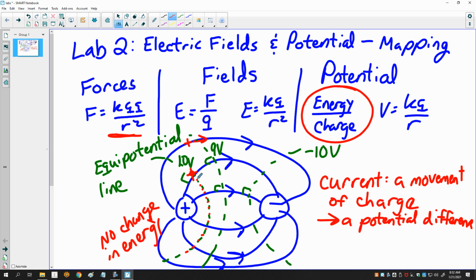That means that charges can move from here to here, from a high potential to a low potential, because there is a difference in potential. Look, we've seen this idea before when we talked about the Earth. This is a picture of the Earth.